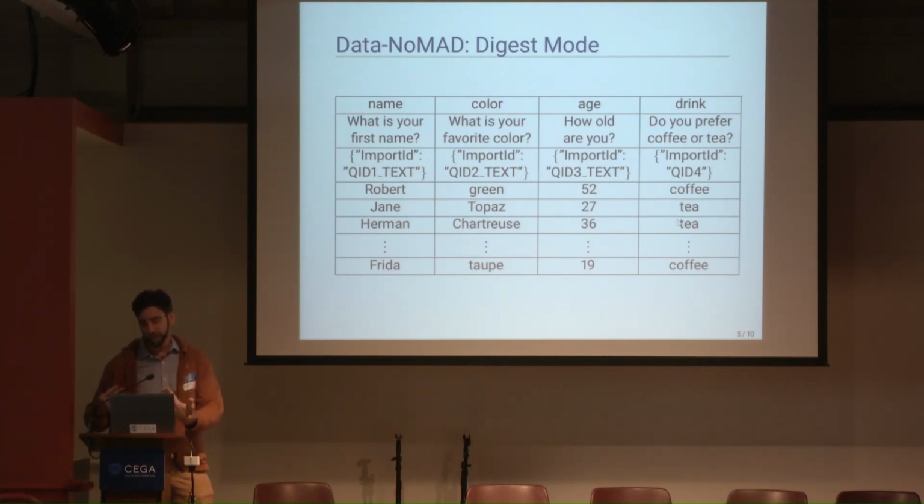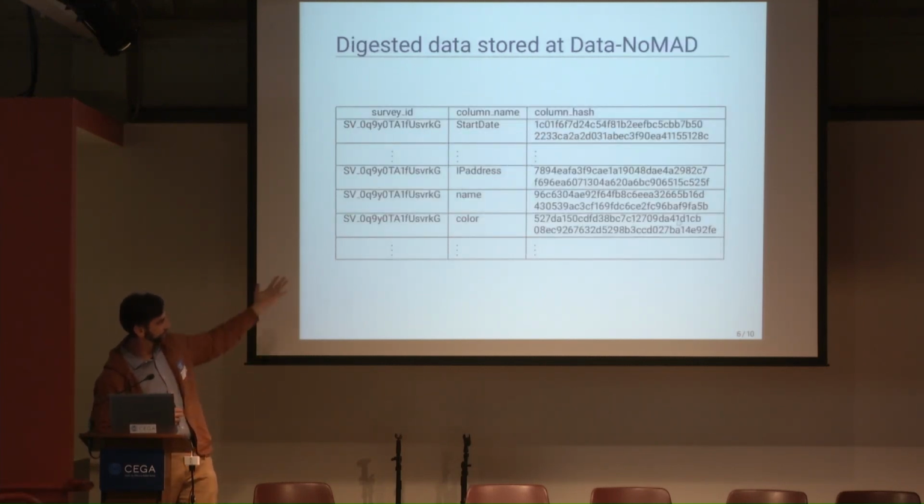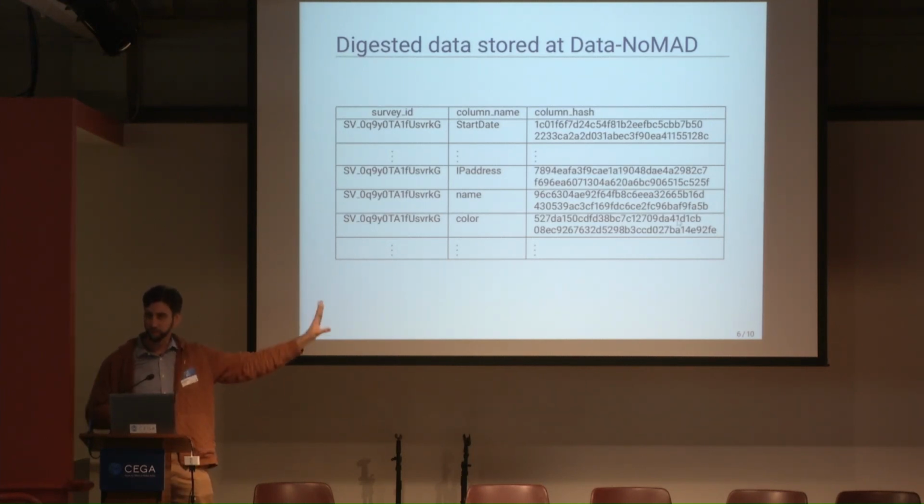Then if you download the data using the tool that we've created, what will happen is that this original untampered data will be digested into a fingerprint like this, where what we're doing is applying hashing to each of the columns so that you have a unique representation of each of these columns that could be used for authentication. This digital fingerprint, this hashed version of the data, then goes to our Data-NoMAD server. So it exists in this third-party repository that sits there as an authentication reference down the line.